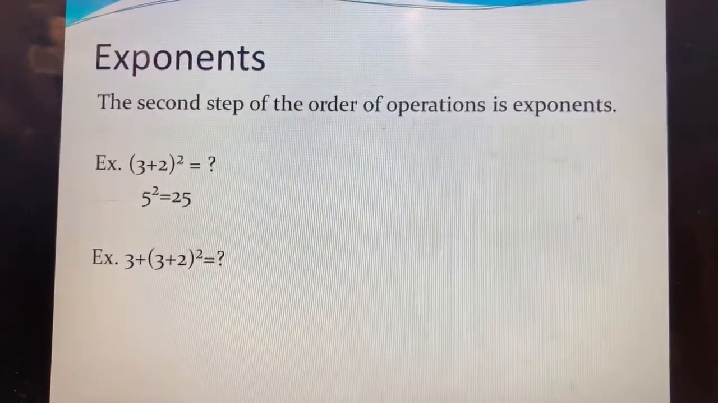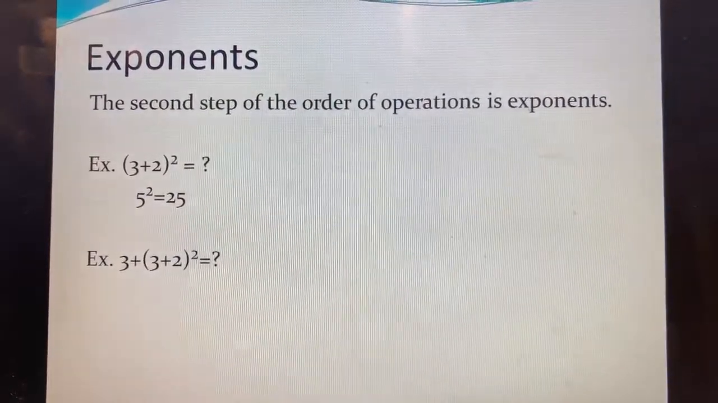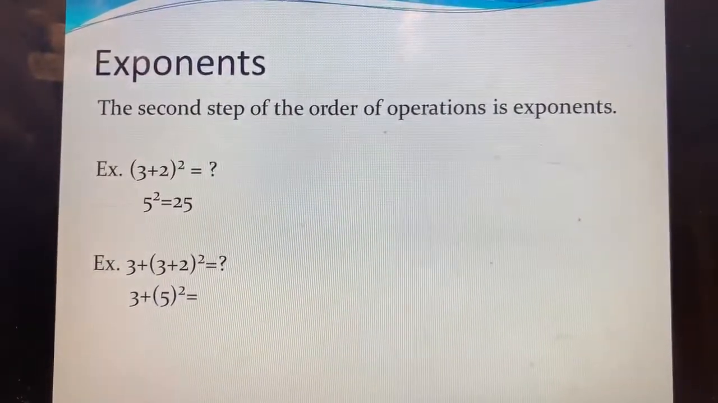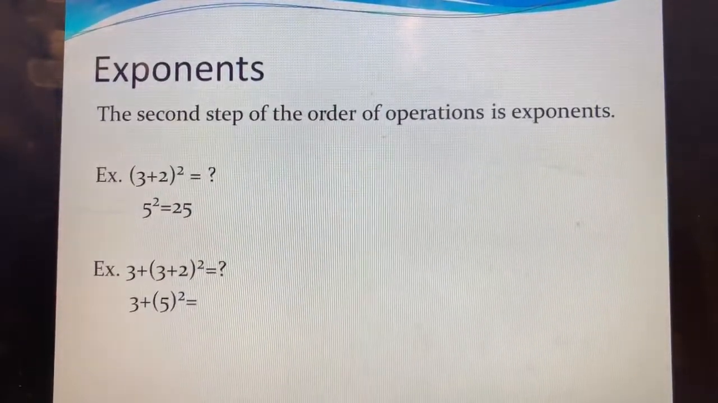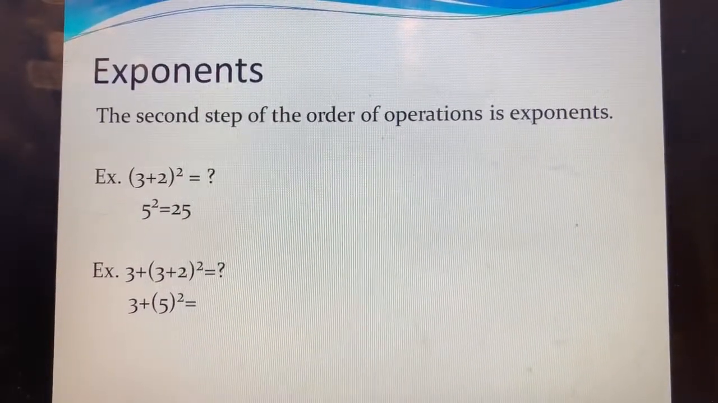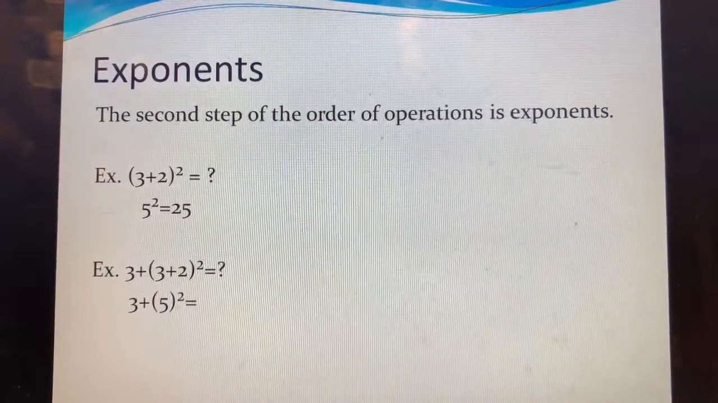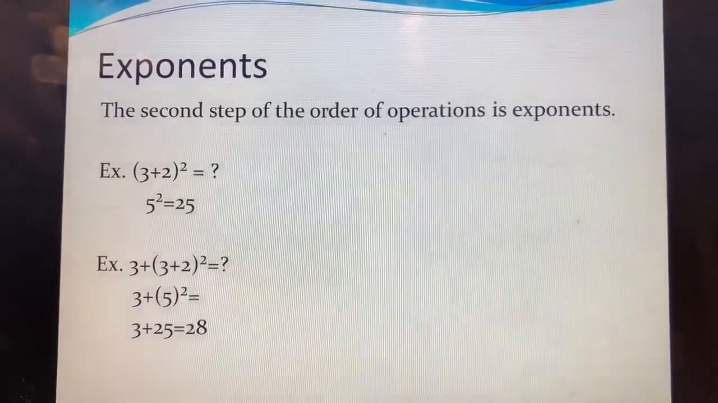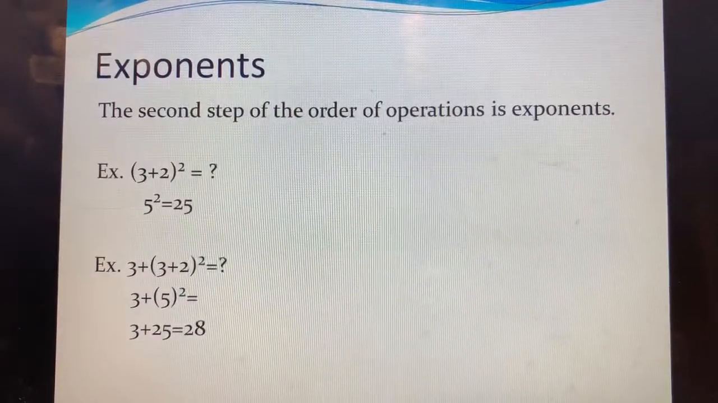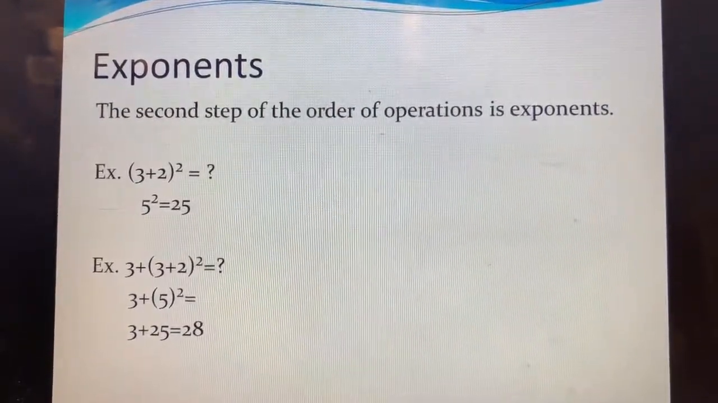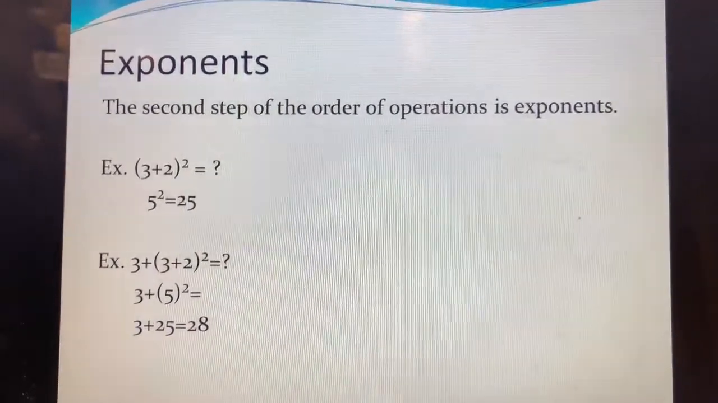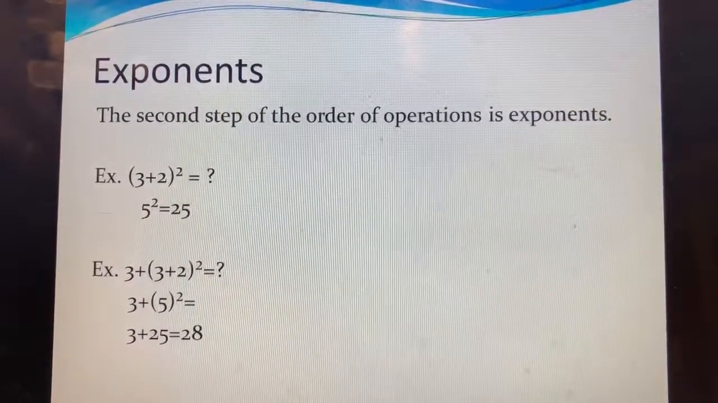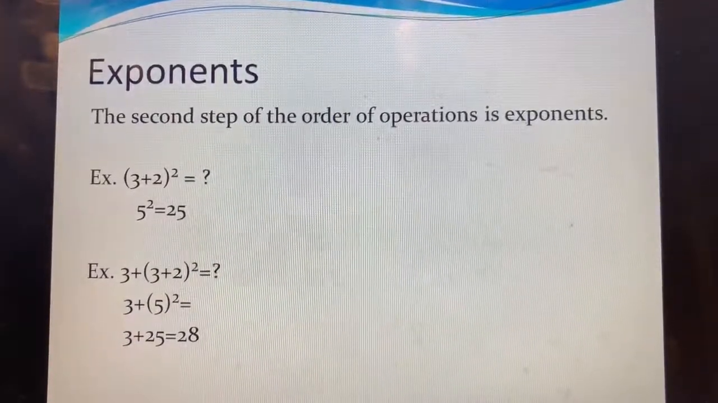So if we look at our parentheses, we have that 3 plus 2 again, which is going to give us 5. And then we are going to bring down that square exponent and then the plus 3. So after we've solved the parentheses, we know that the second step of order of operation is exponents. So we're going to solve our exponent. 5 squared is going to give us the 25. Then we can bring down that answer, and then it's going to be a simple addition problem. 3 plus 25 equals 28. And that is how you would solve that problem using PEMDAS.